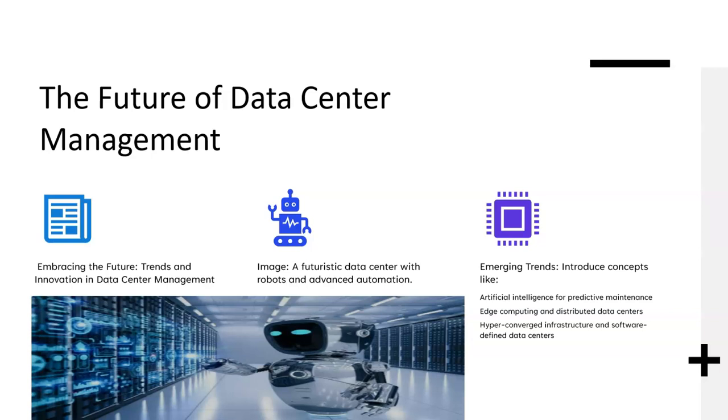So AI and predictive maintenance are important. For example, you can predict the maintenance time for different machines, and that can also be predicted through the data in a company. And edge computing and distributed data centers are also available. Moreover, hyper-converged infrastructure and software-defined data centers are also very common nowadays.